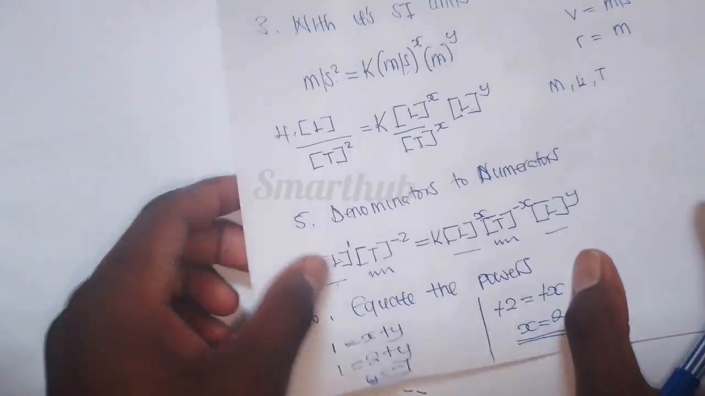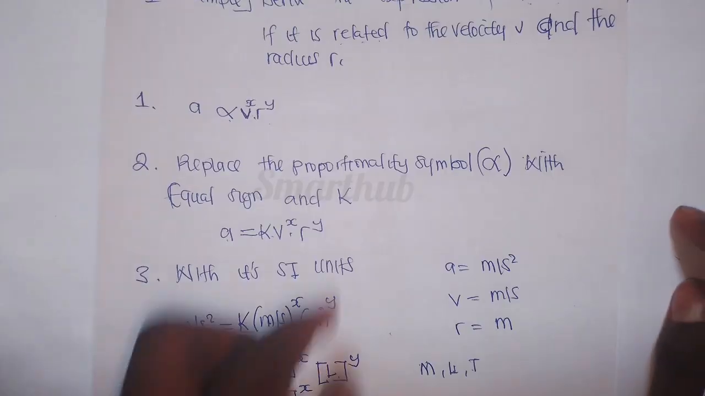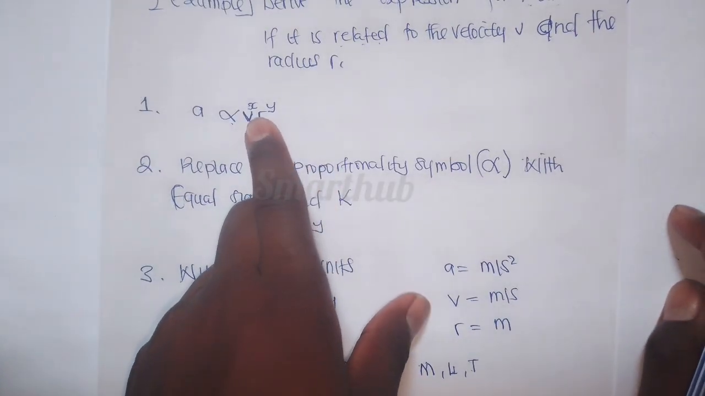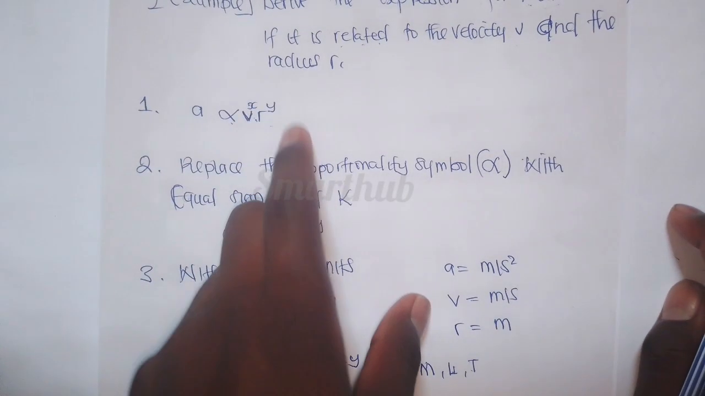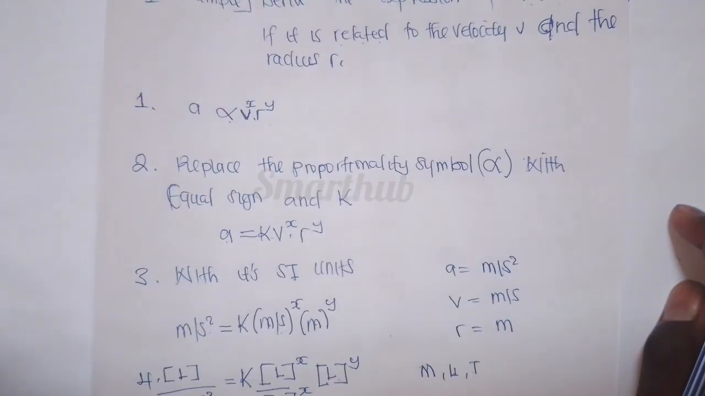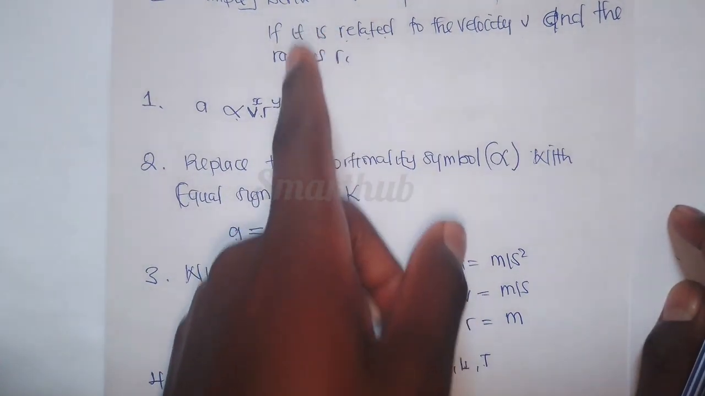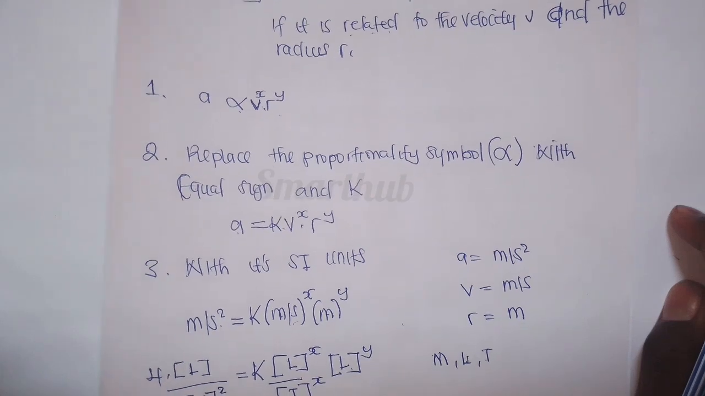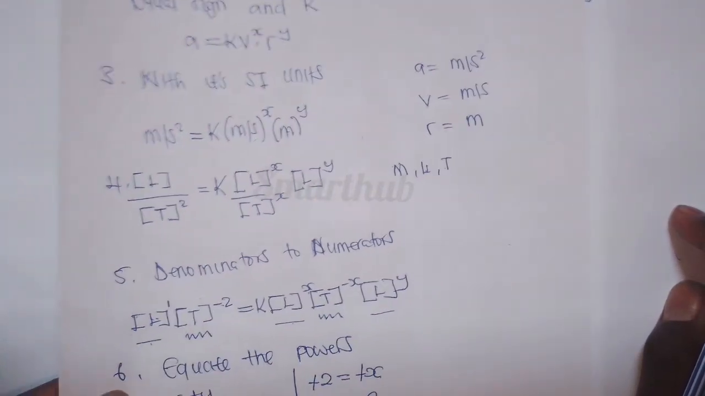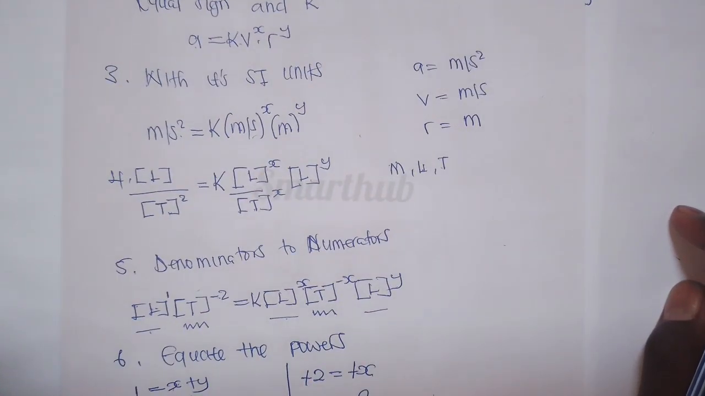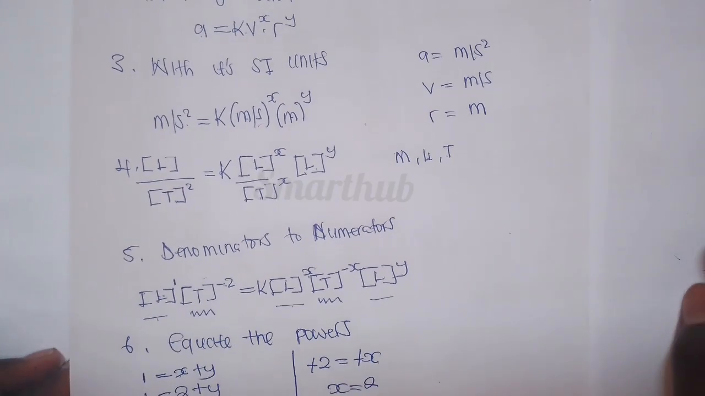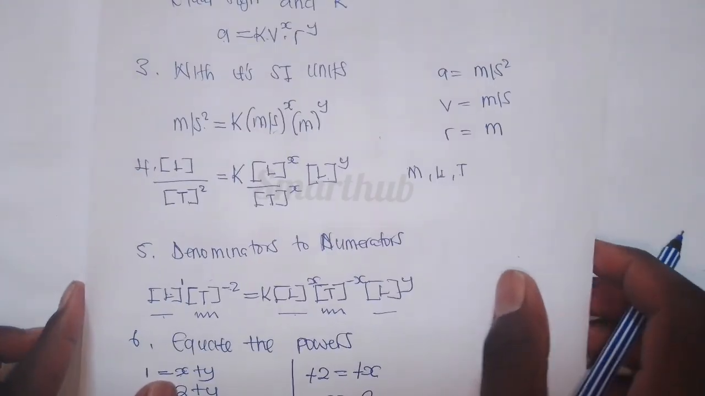Remember where we came from? We were looking for the values of x and y. That's what this procedure is all about, to find the values of x and y. But we've remained with one step. Remember, we are looking for the relationship. Okay, so we've found the values of the powers. So now what's next?